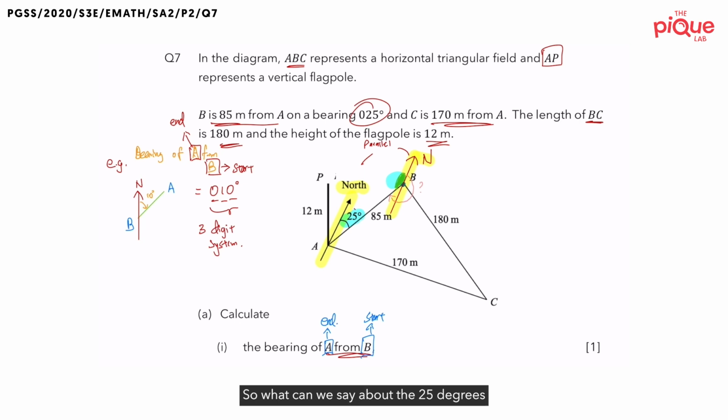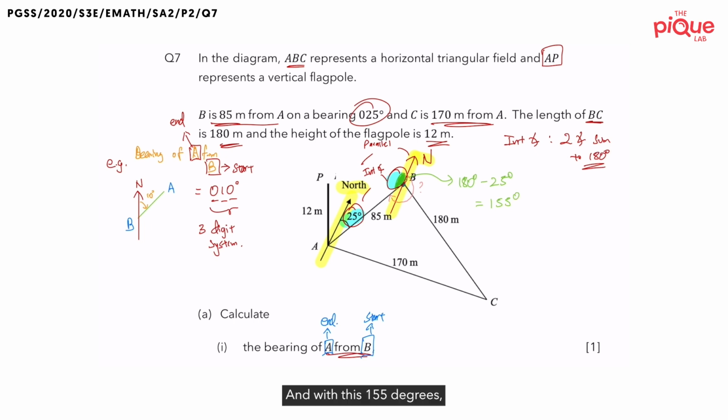So what can we say about the 25 degrees and the green color angle? Since they are actually created by 2 parallel lines, we say that they are a pair of interior angles. So what is an interior angle? They are just 2 angles that sum up to 180 degrees and they are formed in between 2 parallel lines. So how do we calculate this green color angle? We will simply take 180 degrees, subtract away 25 to give us 155 degrees.